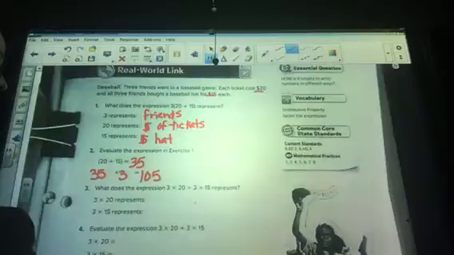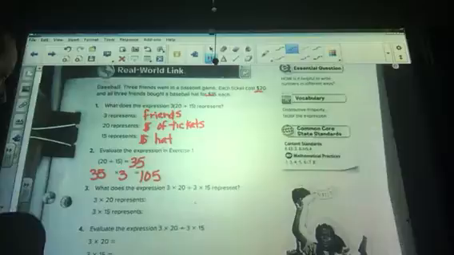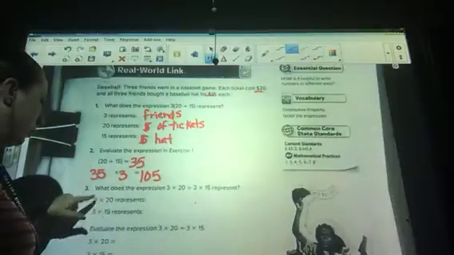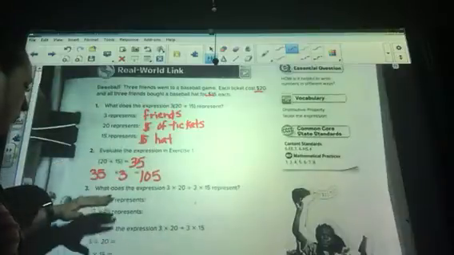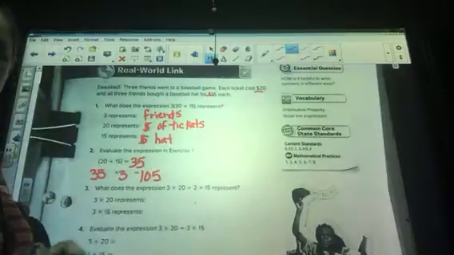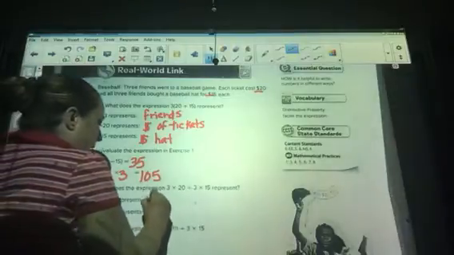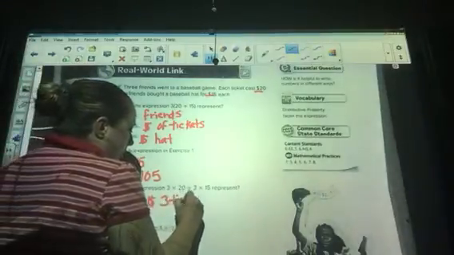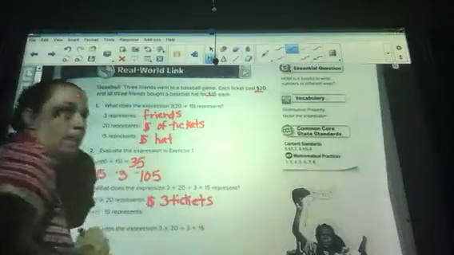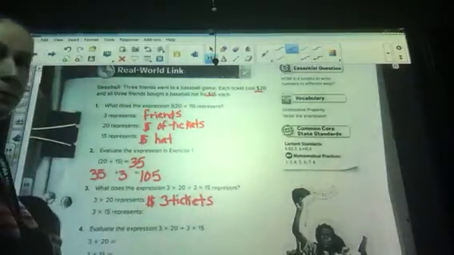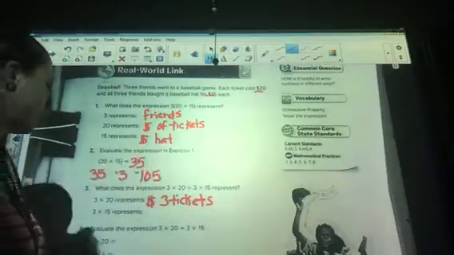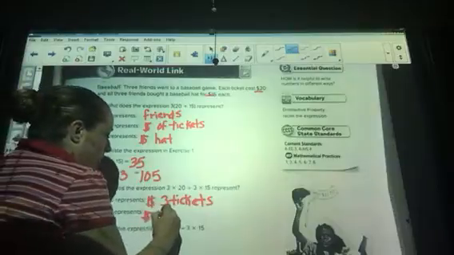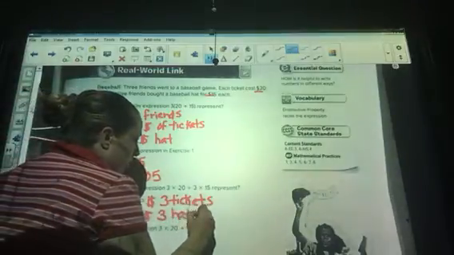So, what does the expression 3 times 20 plus 3 times 15 represent? Well, 3 times 20. Again, 3 represents friends, 20 represents tickets. So 3 times 20 represents the price of 3 tickets. The price of 3 tickets. How about 3 times 15? Well, again, 3 is how many friends? 15, if we look across. So we've got the price of 3 friends' hats.